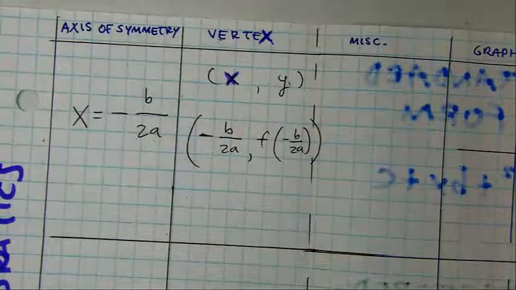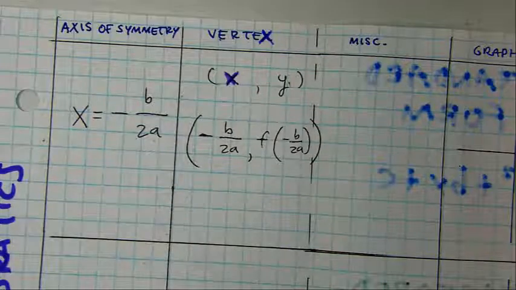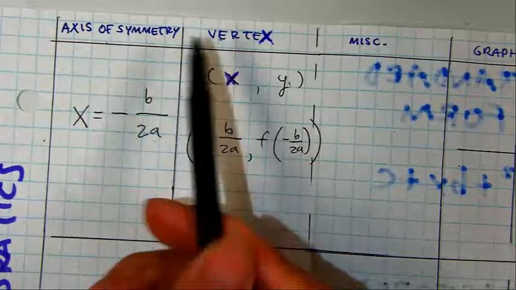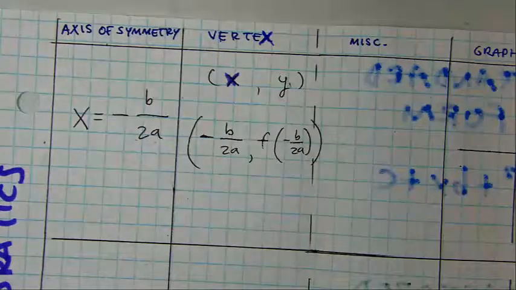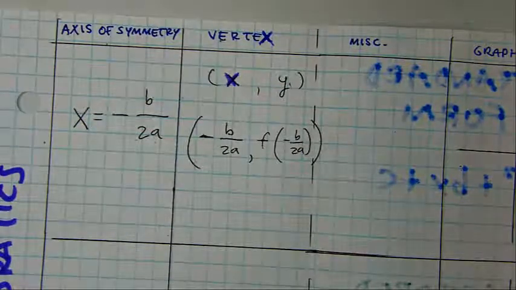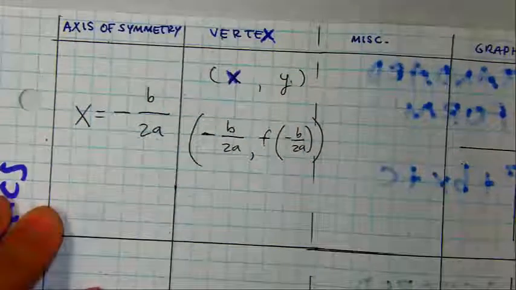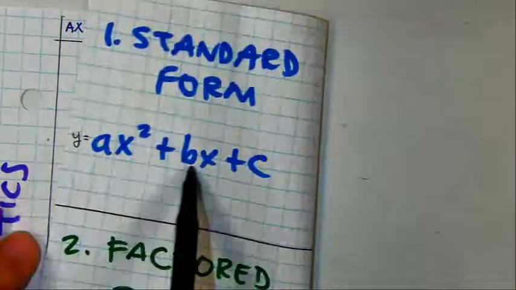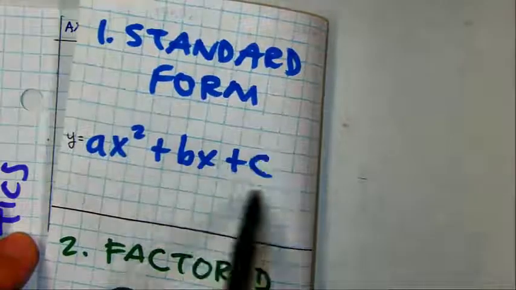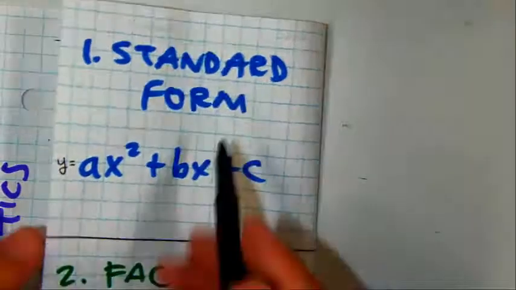Alright, so we're on standard form. We just finished the axis of symmetry, the vertex. Now let's go to miscellaneous. Standard form is ax² + bx + c. So the big idea for the standard form is this c. Let's underline that.